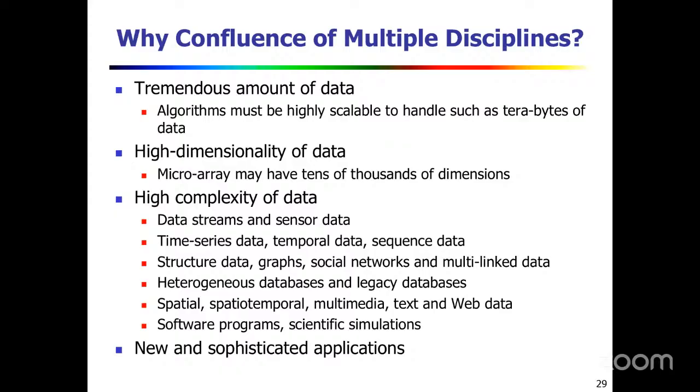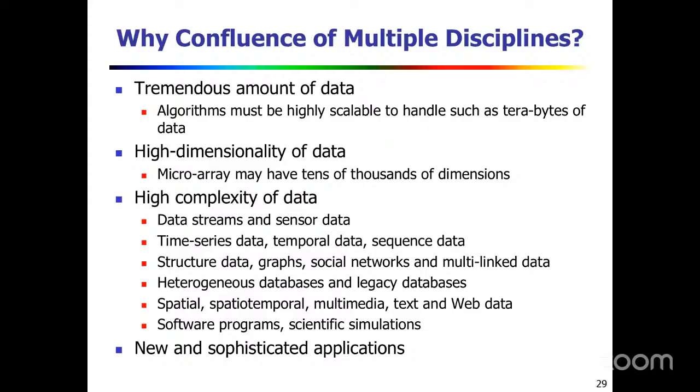That means whatever electronic gadget or device we have that is connected to the internet is generating a lot of information every second, every minute, every hour, and each and every data is recorded. So the information is available. Sensor data is available. Data streams, sensor data, time series data, temporal data, sequence data, structured data.